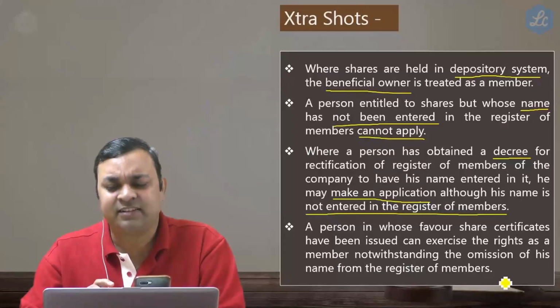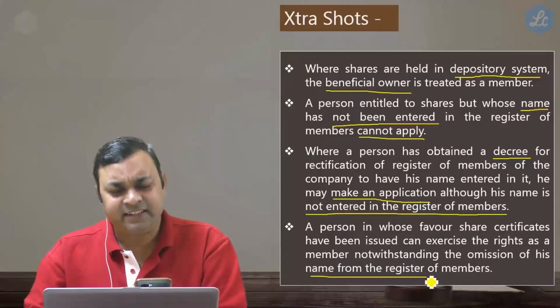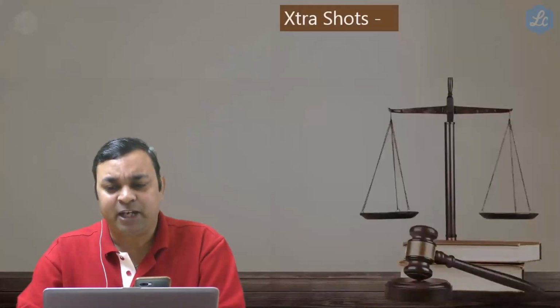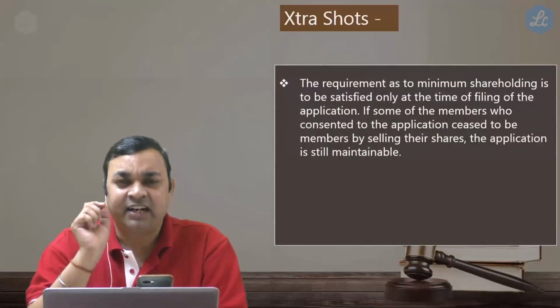So these are certain points. There are more extra shots which we need to remember while answering in our examination. So in the next slide, the requirement of minimum shareholding. This is the most important, and you need to underline this one.